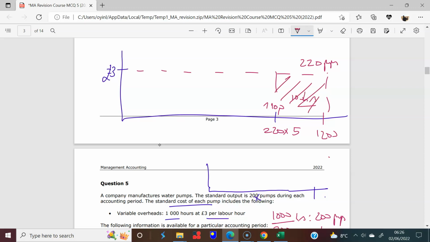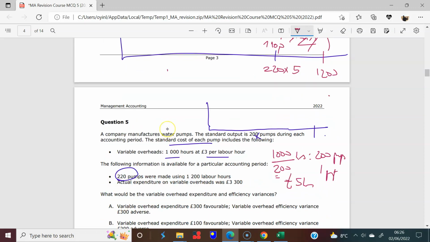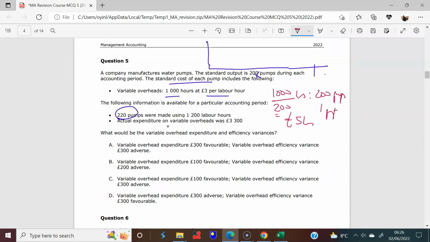So therefore, the variable overhead efficiency variance is 100 hours extra at the £3, of course, which is 300. So I'm looking for 300. So these are the ones that look like 300. 300 adverse. So it's either this or this for now. So at least we have the 300 adverse in sight.